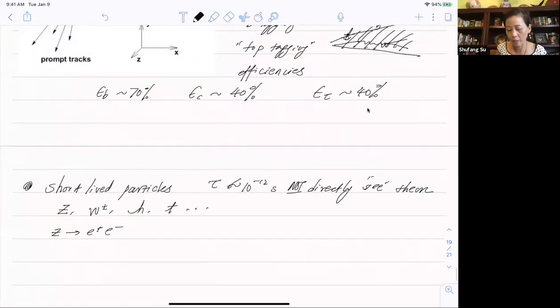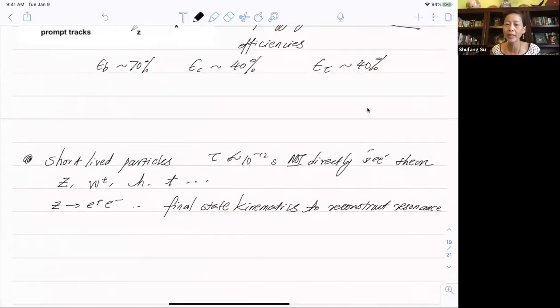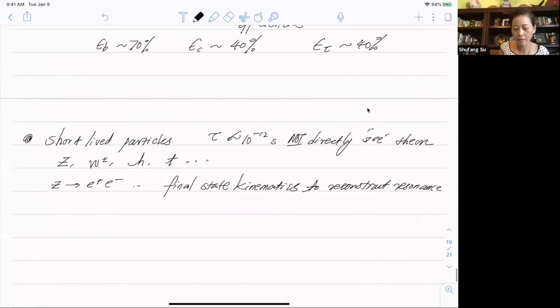So what we do is we really use final state kinematics to basically reconstruct the resonance. So therefore kinematics is a very, very important tool for us at colliders to see those unstable particles. Otherwise all you see is a bunch of electrons, muons, photons, and protons, and you don't really directly see those short-lived particles. But there are ways for us to do that. So that's going to be the focus of the second part of my talk.